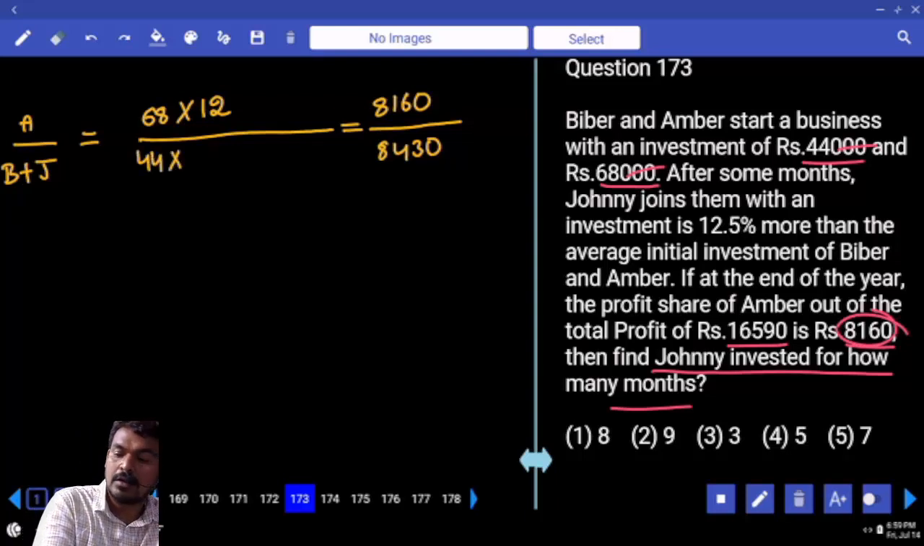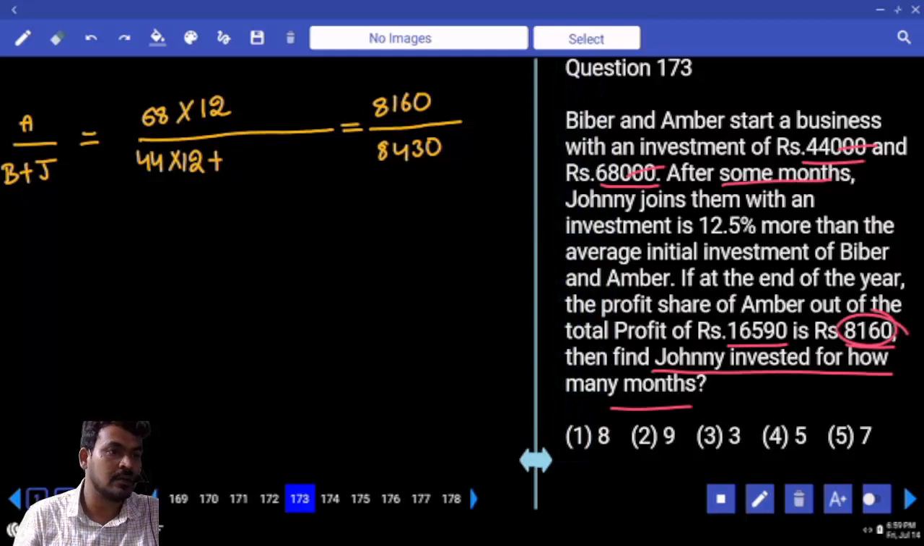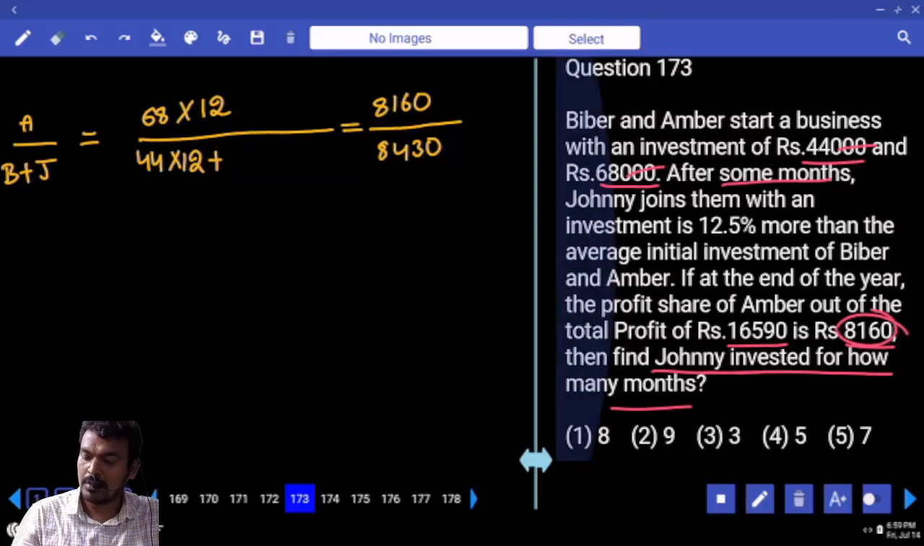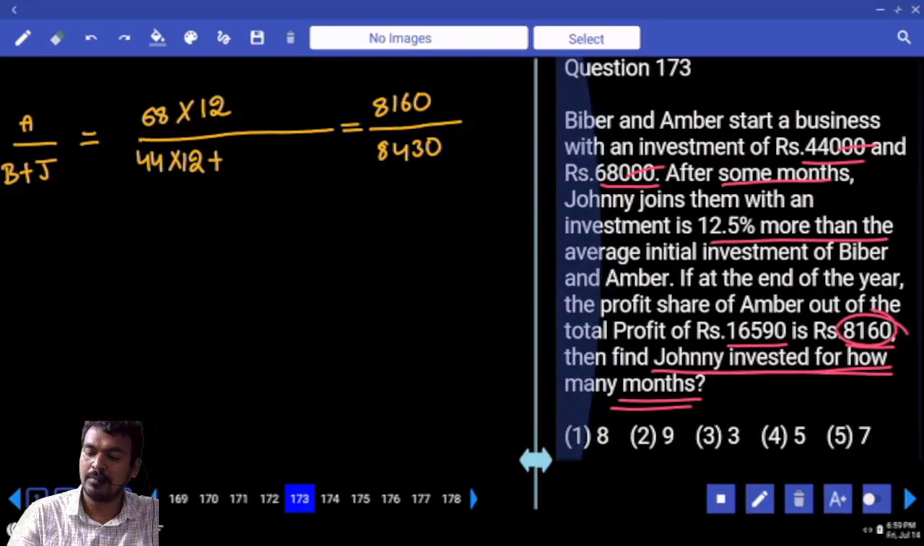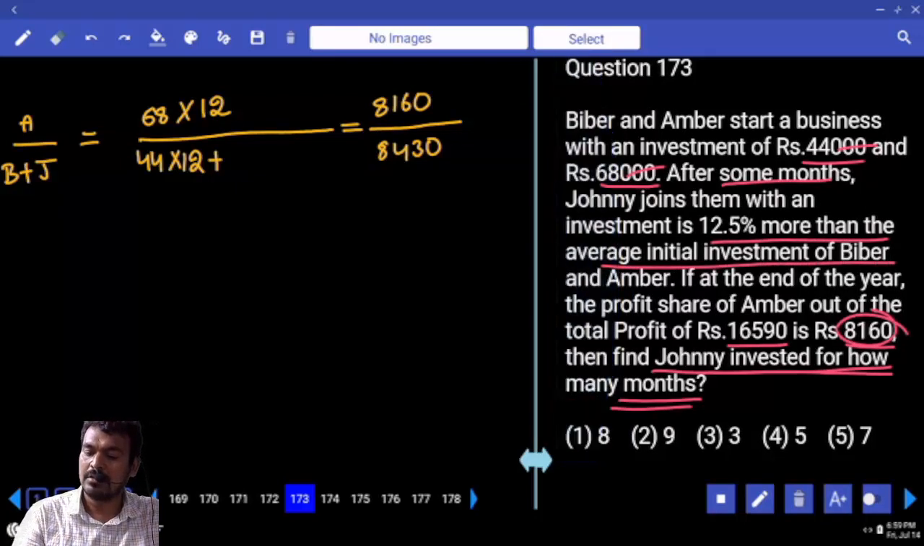44 is also used for how many months? 12 months. Plus, a third person will join them after some time. What is the question here? The third person invested for how many months? It means we need the third person's time period. But the third person's investment is 12.5% more than the average initial investment of B and A.